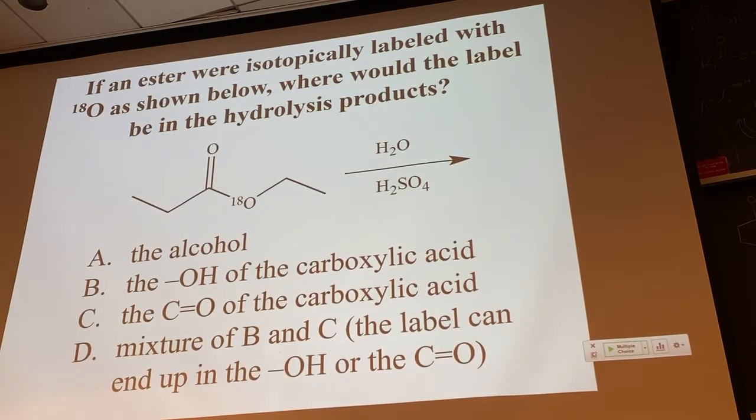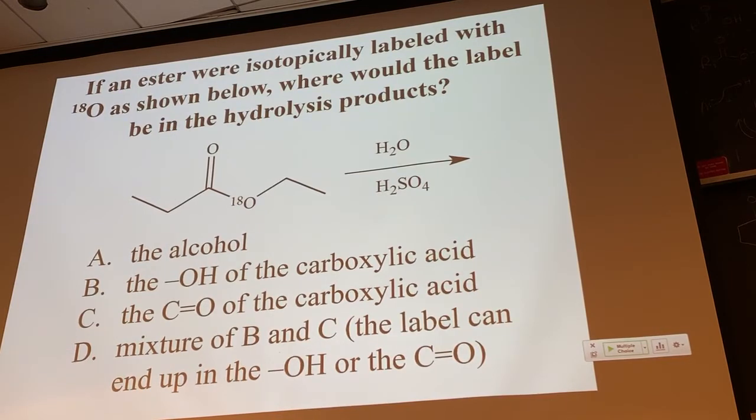Yes, the alcohol. Yeah, so the mechanism, it was on the screen. The reverse mechanism is now up here at the top, right? And if you look at that, you see that as we convert the ester into the carboxylic acid and the alcohol, it is this carbon-oxygen bond that is cleaved, not this one. So because we cleave this carbon-oxygen bond, that labeled oxygen ends up in the alcohol.